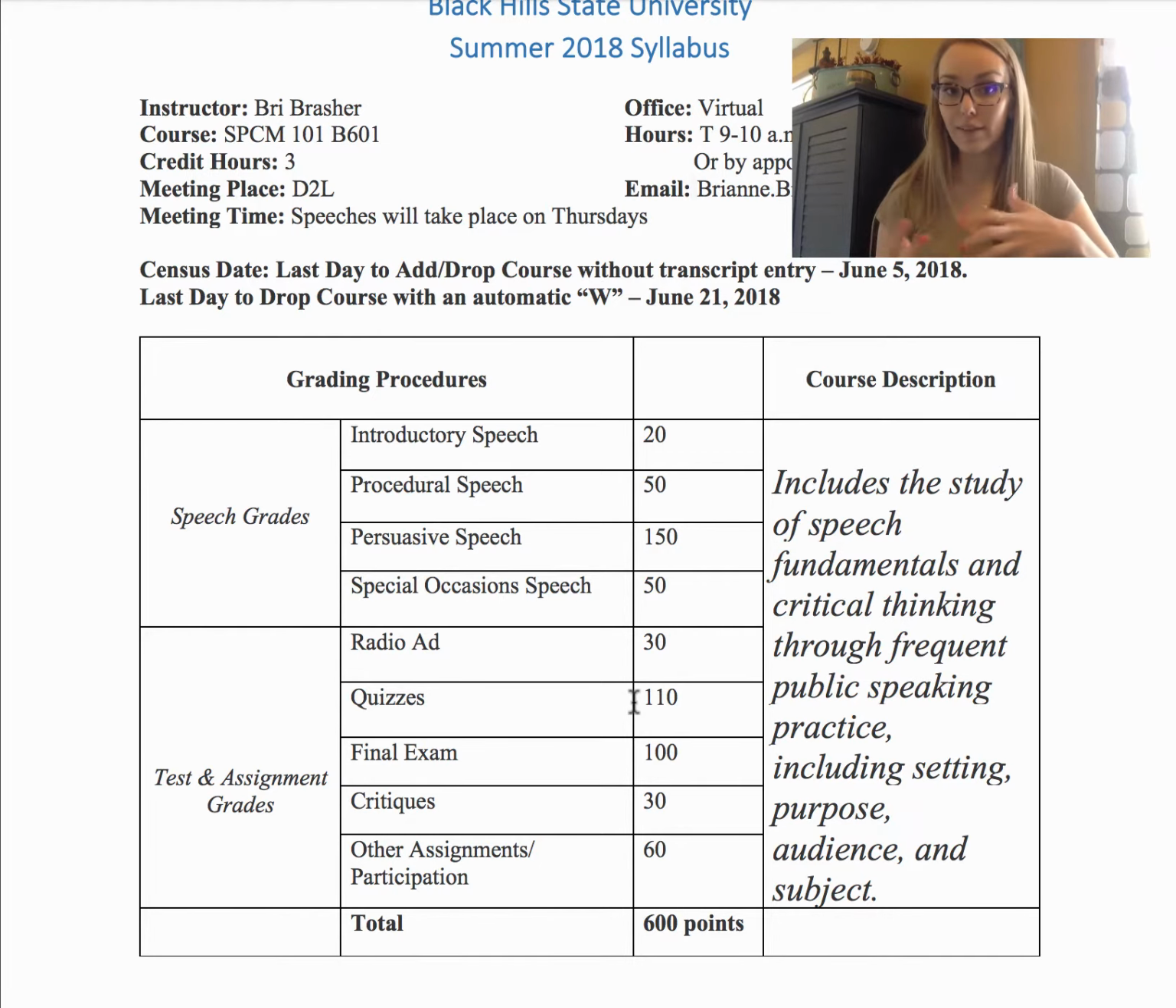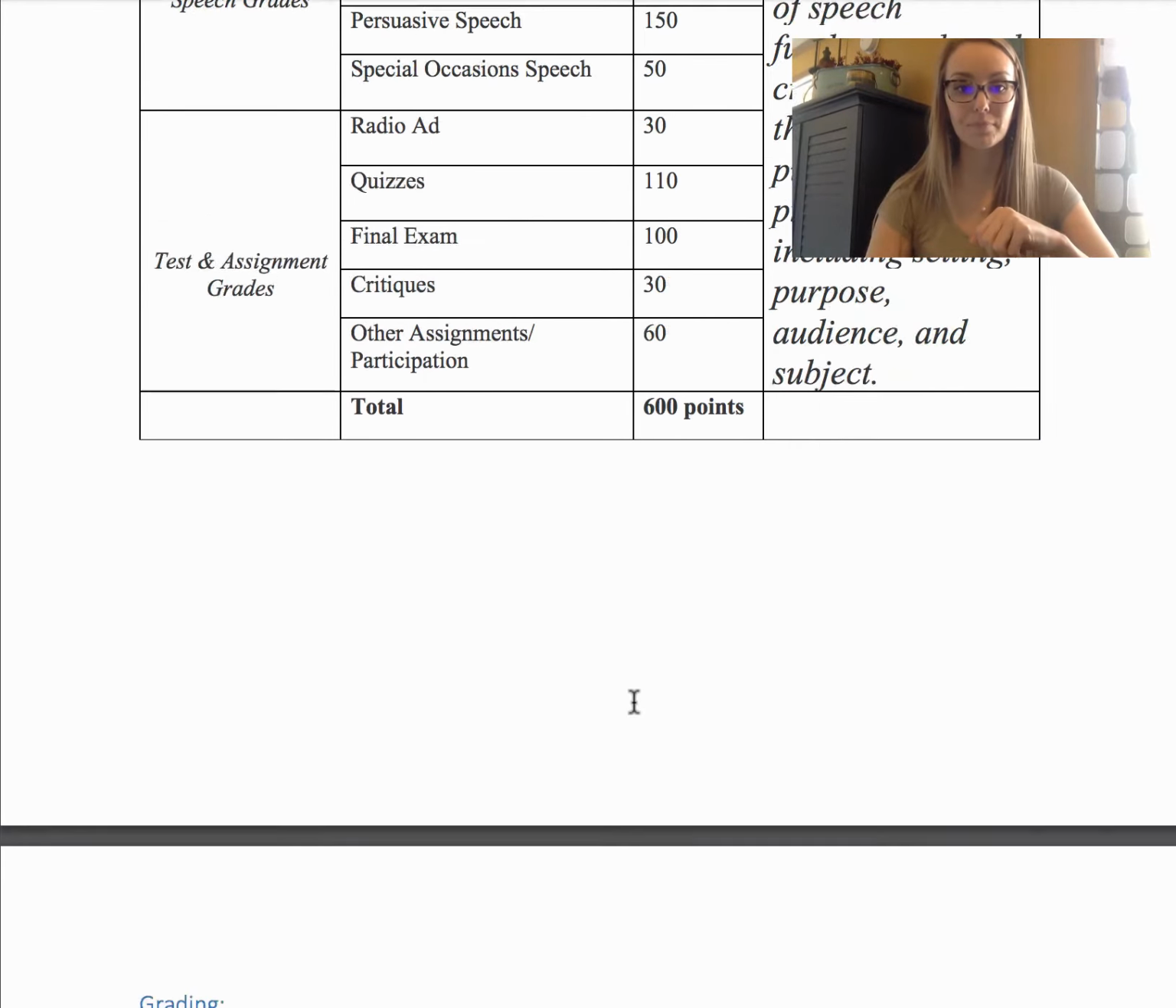You'll have 11 quizzes total, 10 points each, equaling 110 points. Your final cumulative exam will be 100 points. We'll have some critiques based on our speaking assignments worth 30 points, and some other miscellaneous assignments totaling 60 points. So a total of 600 points for this summer course.